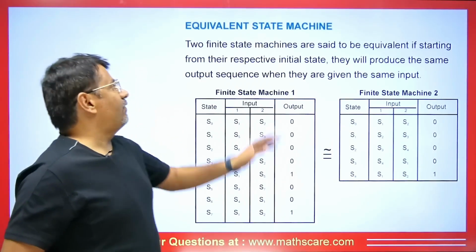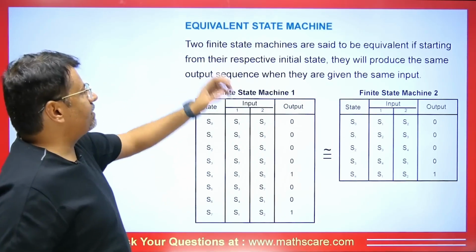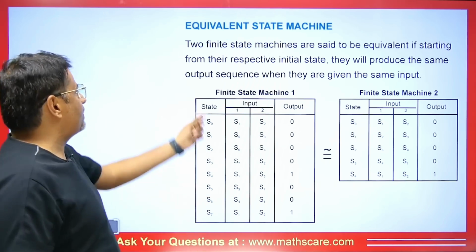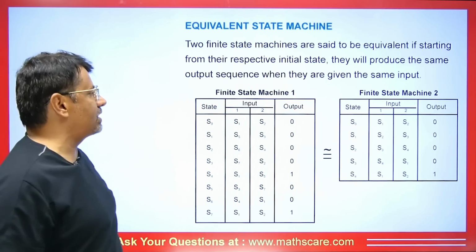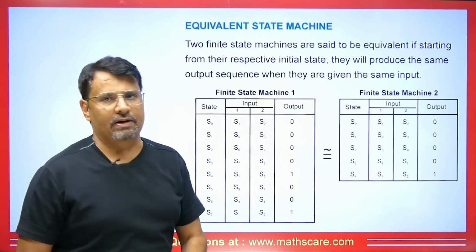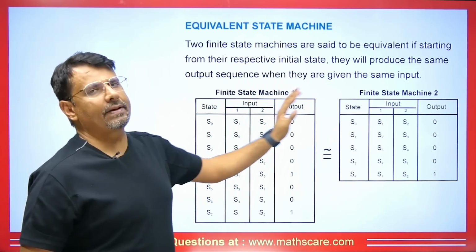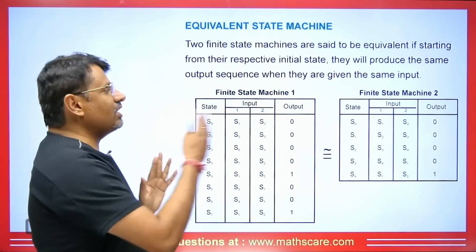So what is an equivalent finite state machine? Two state machines are said to be equivalent if, starting from their respective initial states, they produce the same output sequence when they are given the same input. Okay? If we get the same output on giving the same input, then this type of machine is equivalent.